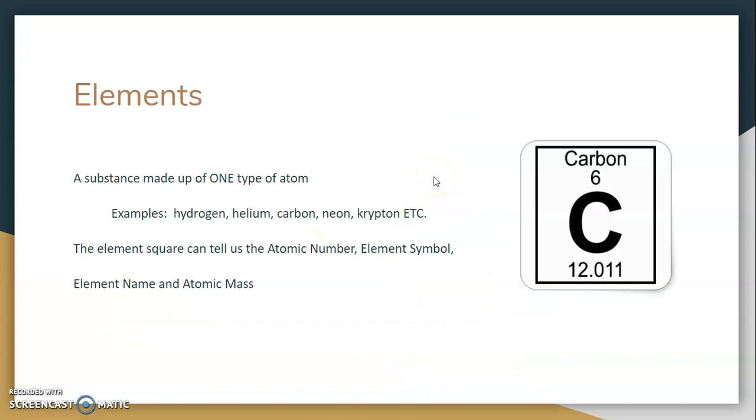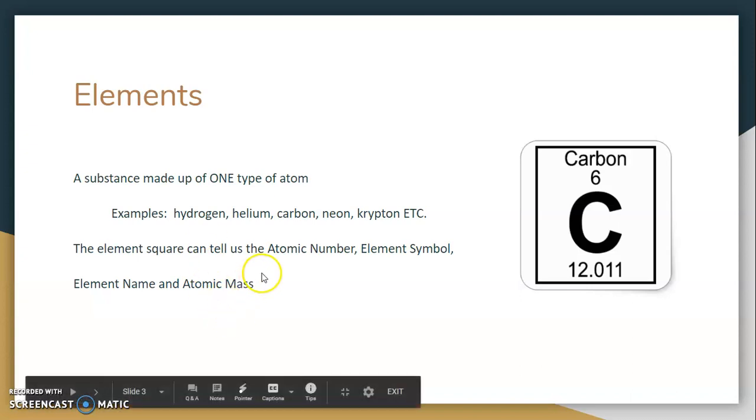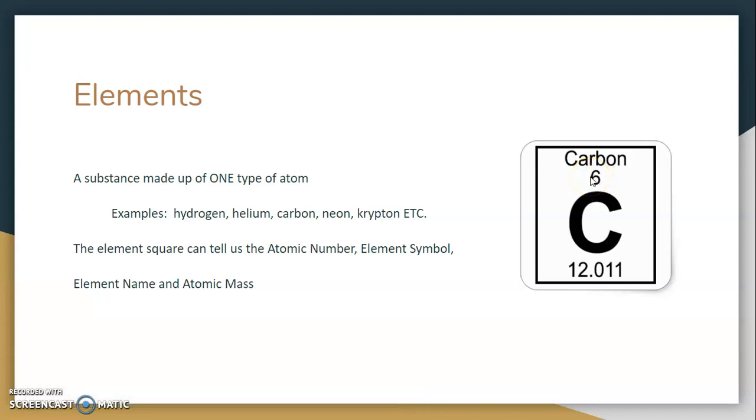So what is an element? Here's an example of an element square, and elements are found on the periodic table. An element is a substance made up of one type of atom. So for example, hydrogen is an element, helium, carbon, neon, krypton, so on and so forth. That's what we made our superhero over. The element square tells us different things, like the atomic number, right here, the element symbol, which is right here, the element name, which in this case is carbon, and then the atomic mass.